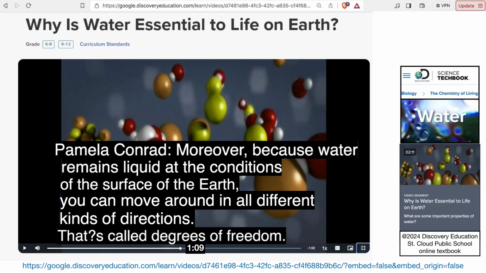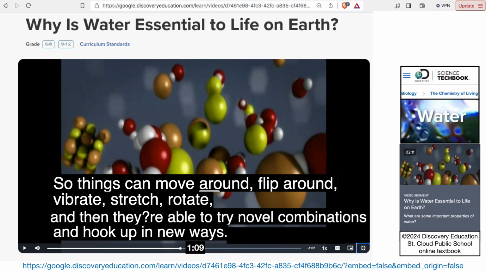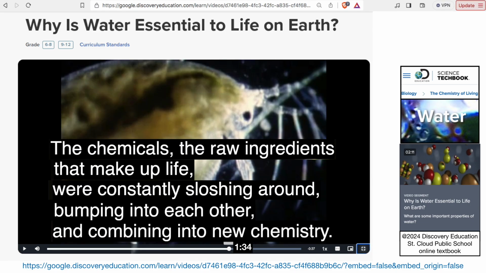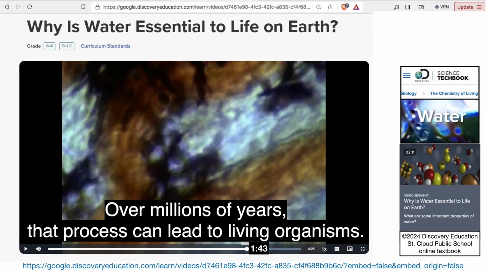Pamela Conrad says, moreover, because water remains liquid at the conditions of the surface of the earth, you can move around in all different kinds of directions. That's called degrees of freedom. So things can move around, flip around, vibrate, stretch, rotate, and then they're able to try novel combinations and hook up in new ways. And the narrator says, this surely helped life get started on early Earth. The chemicals, the raw ingredients that make up life, were constantly sloshing around, bumping into each other and combining into new chemistry. Over millions of years, that process can lead to living organisms.